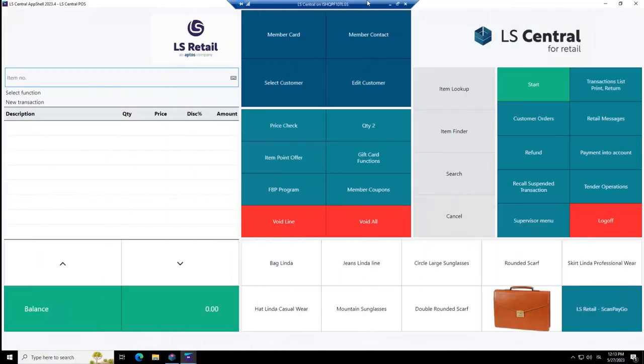Now we've seen how easy it is to earn points, to gain points. But then how do we use the points? There are two ways. You can either use the points as a payment, or you could as well use a point to get an offer. Remember with the bag Linda.